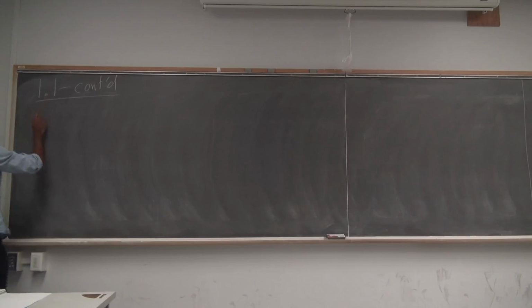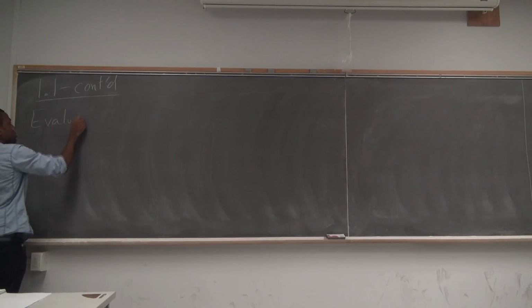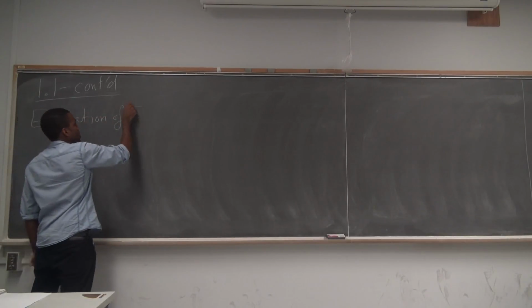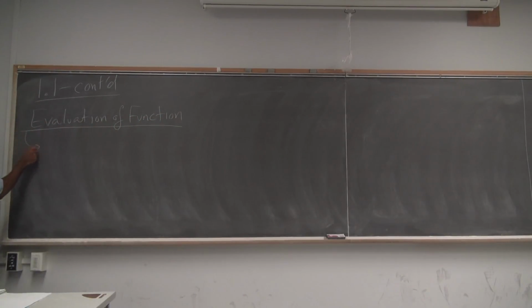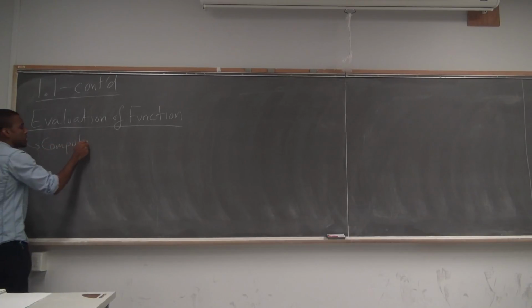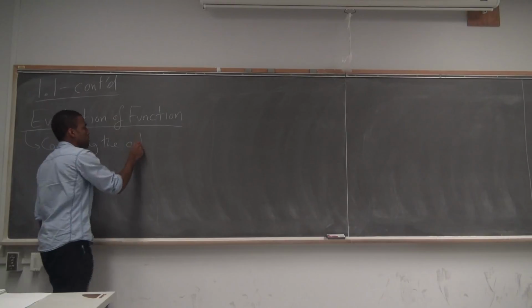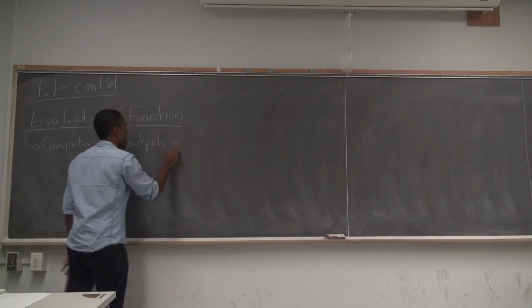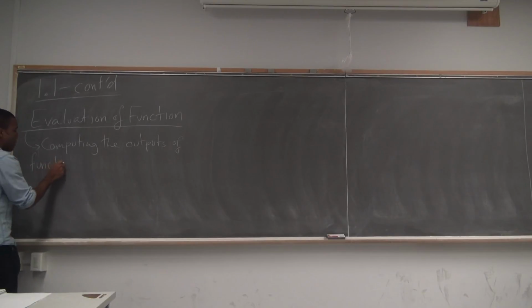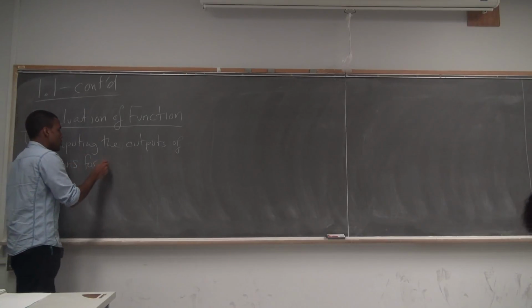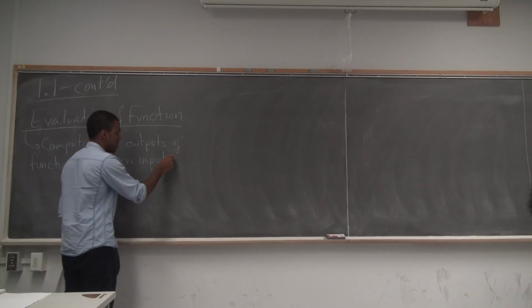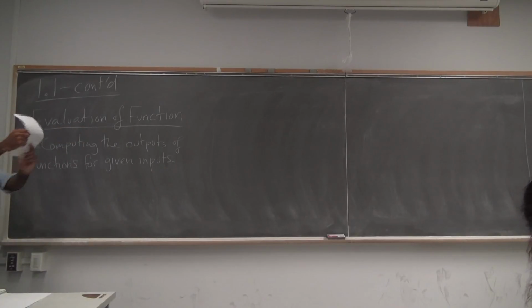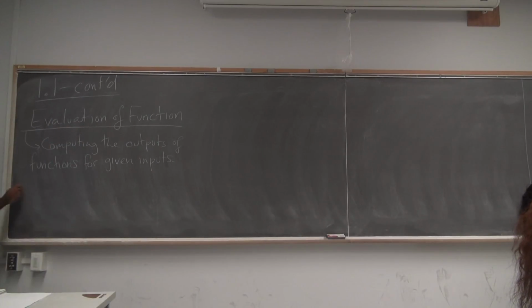So we're going to continue with evaluation of functions, or function evaluation, whatever you may have called it. This is basically computing the outputs of functions for given inputs. So you know what the input is, you want to find the output, basically. Might sound complicated, but it's not. So now, when I show you the example, you're going to realize, oh, that's not a big deal.